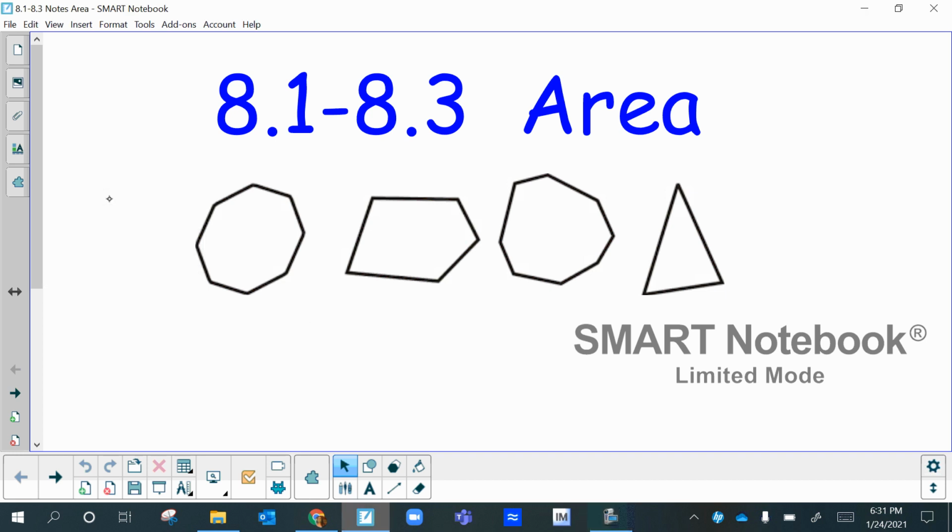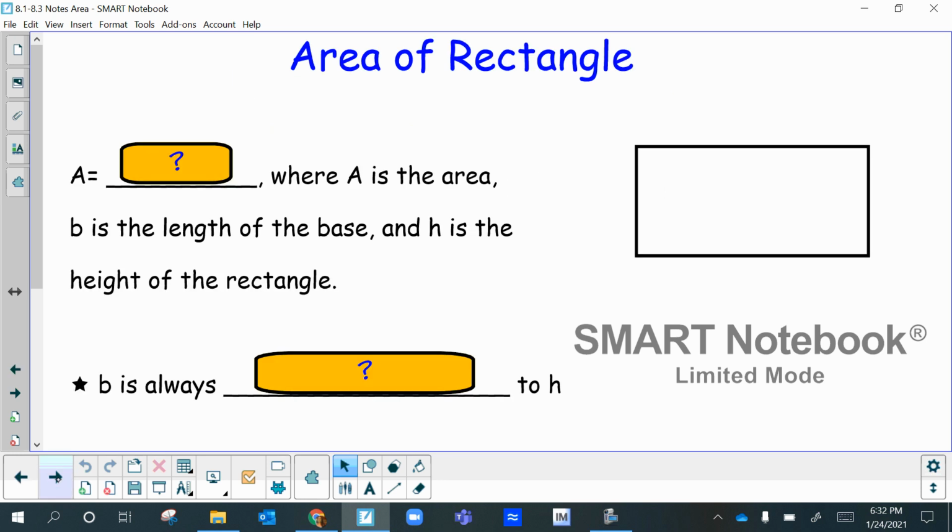All right, this is going to be our new unit, our start of the new unit over area. So for the first couple of sections, we're going to go over area of just a few polygons, and then we'll move on to others. This should hopefully be reviewed from what you did in middle school already with area. So the first one I want to talk about is area of a rectangle.